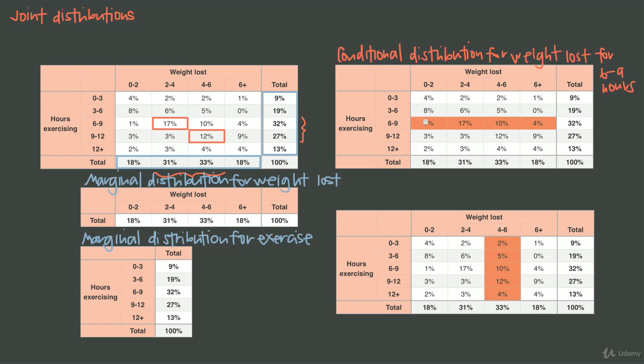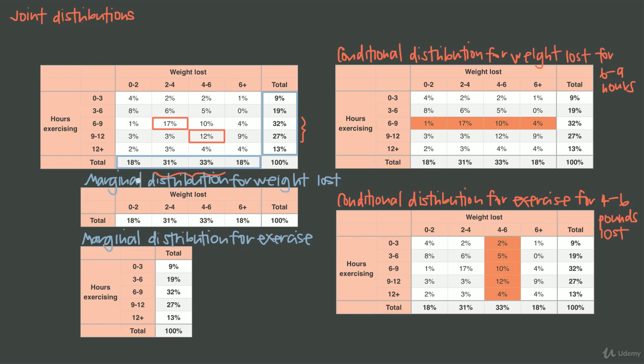In the same way that here, we zoomed in on the group that spent between 6 and 9 hours exercising, just looked at those folks, and then looked at the weight lost for that specific group only. So this is the conditional distribution for exercise based on 4 to 6 pounds of weight loss. So just remember that we call this kind of a table a joint distribution because we are joining together two distributions and comparing them against each other.